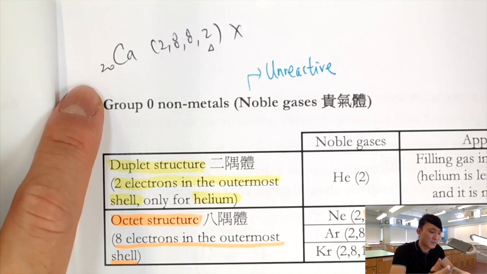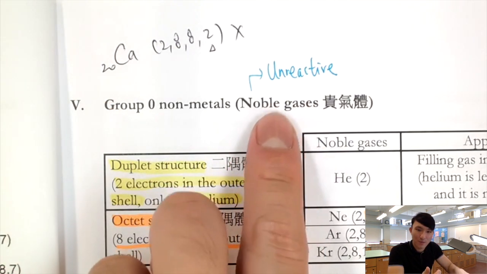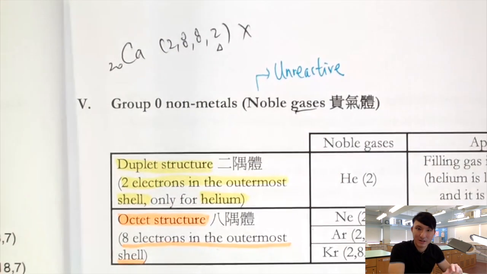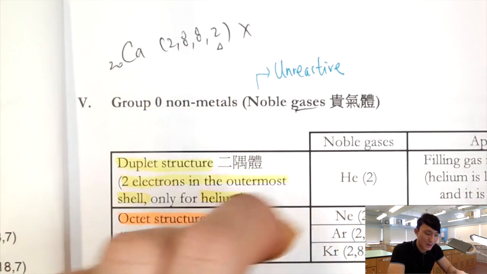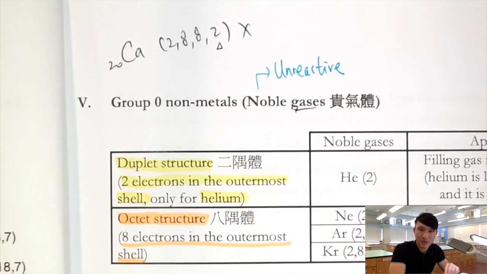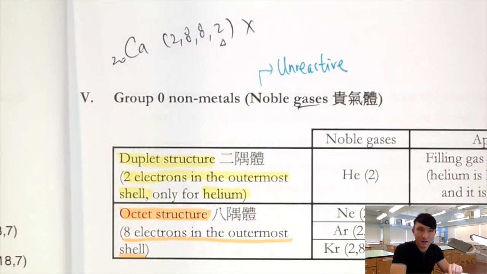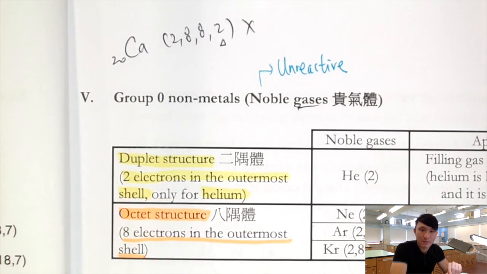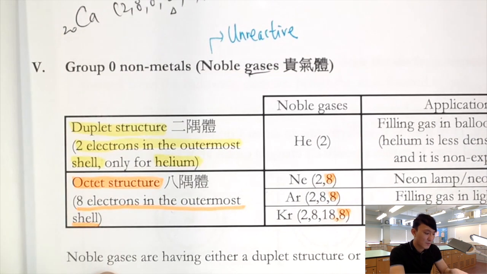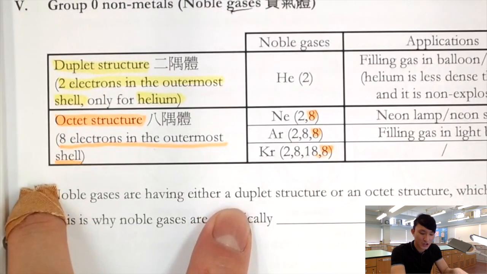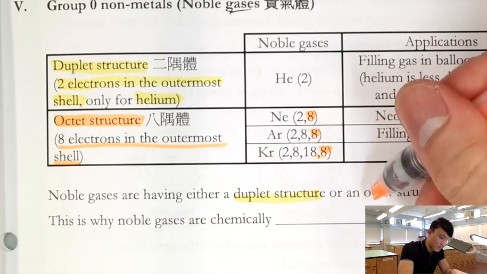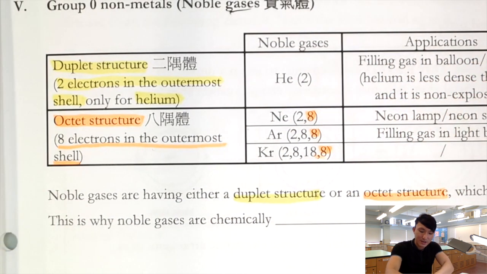So obviously calcium is not noble, it's not unreactive, right? It's very reactive. Plus the fact that, well, gas, right? So it kind of tells you that all of these members are in gaseous state at room temperature. Calcium is obviously a solid, all right? So here, doublet structure, bear in mind, 2 electrons in the outermost shell, but exclusively for helium, okay? Now down here, you see, noble gases are having either a doublet structure or an octet structure, which is very stable.